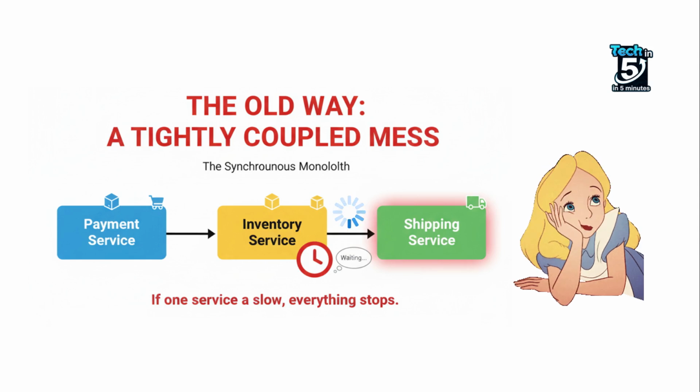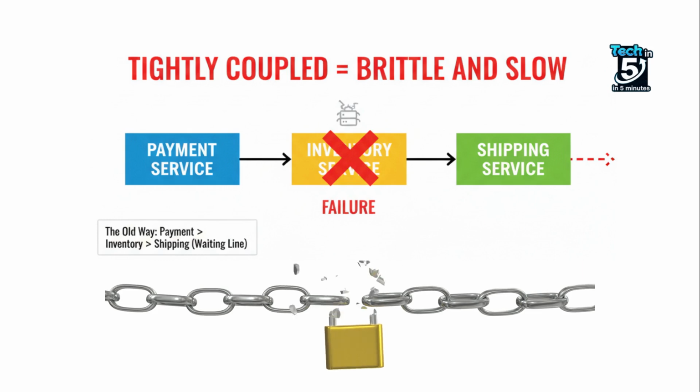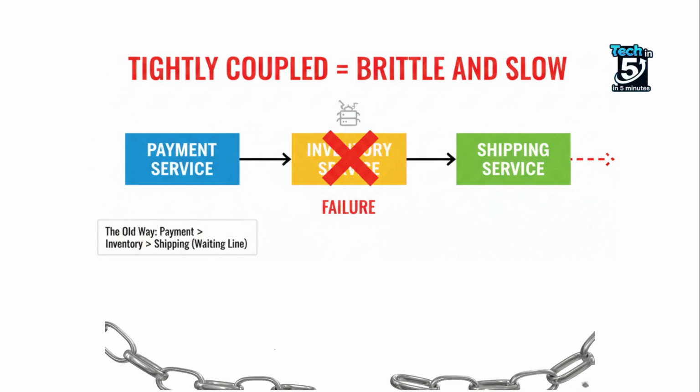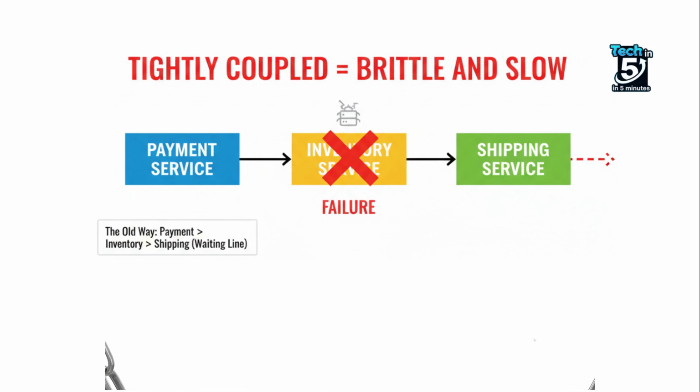Imagine an order process. The payment service immediately calls the inventory service, which then calls shipping. It's a waiting game. If the inventory service goes down or is slow, the payment service waits and eventually times out. The entire chain fails, and the customer sees an error. It's brittle because the services are directly dependent on each other's immediate availability.